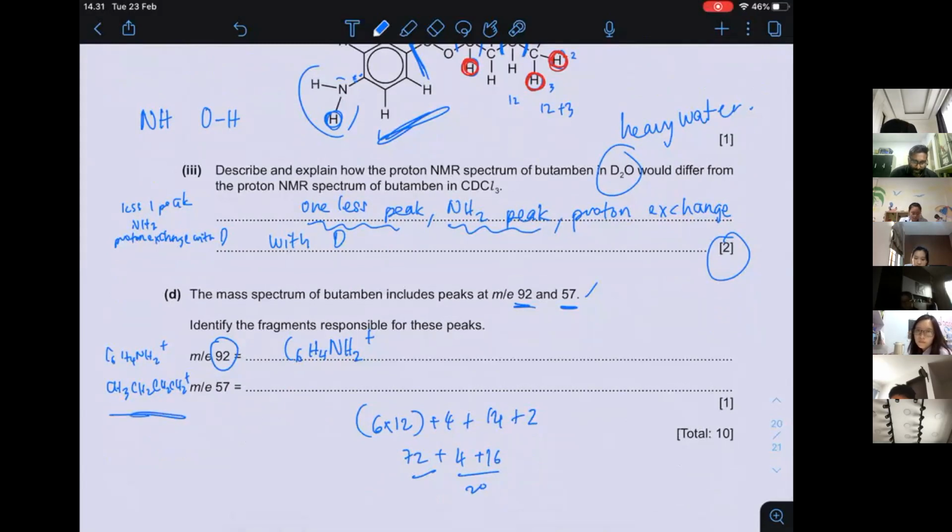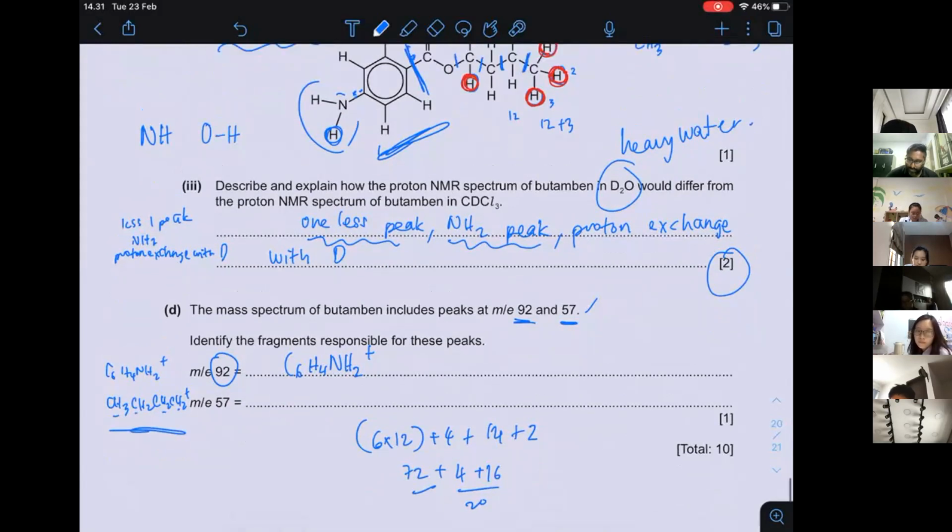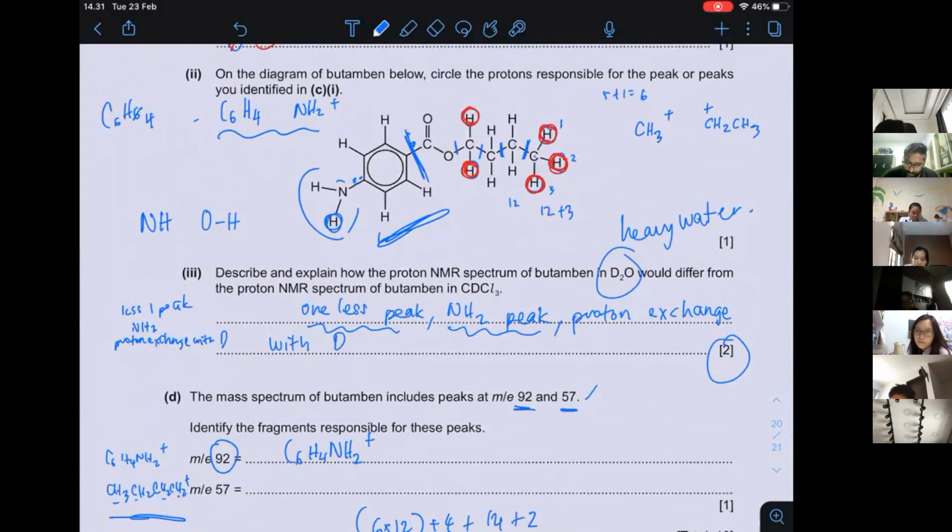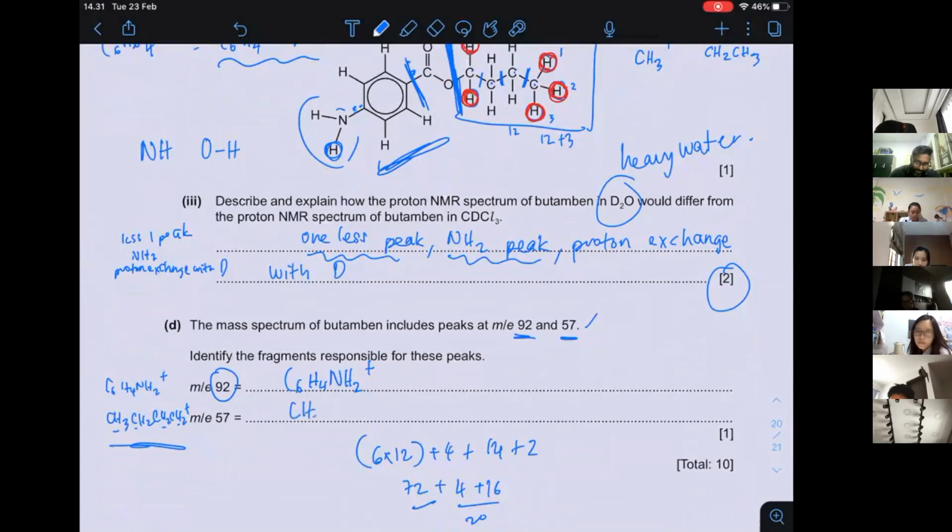I think it ended 1, 2, 3, 4. I think it ended from here to here. You can calculate yourself. When you do that, you will get 57. So this is going to be CH3CH2CH2CH2 plus. Do remember you need to put the plus over there. So that is the m/e, 92 and 57.